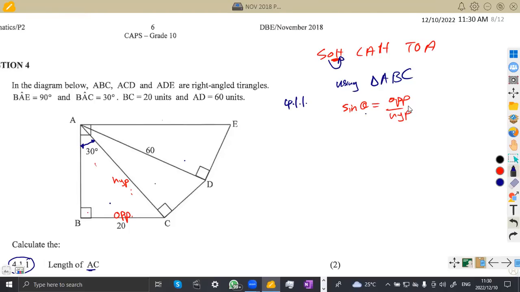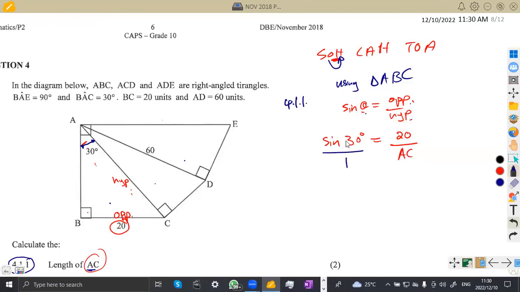So if sine theta is equal to opposite over hypotenuse, therefore you can substitute the values because you are given theta as the angle of 30 degrees. So sine 30 degrees is equal to the opposite, which is BC, with 20 units, over the hypotenuse, which is the side that we are supposed to calculate, which is AC. So as you can see, we have formulated an equation with AC. So you can solve this equation.